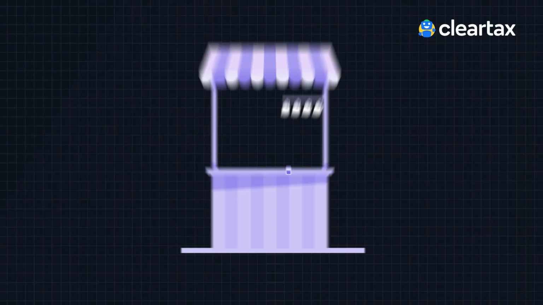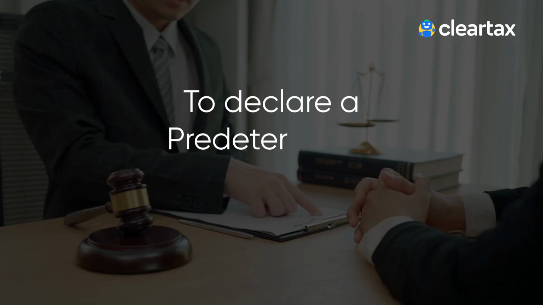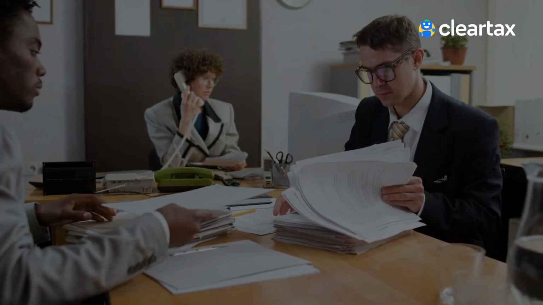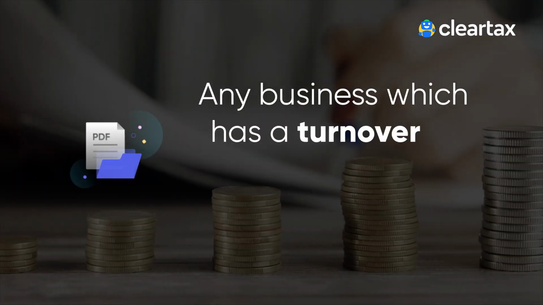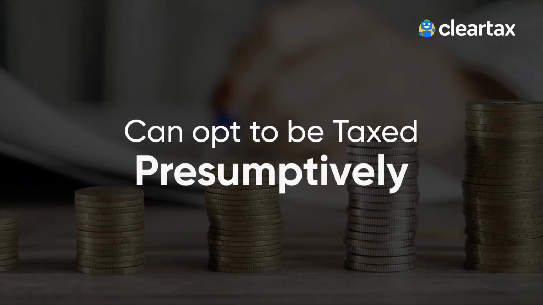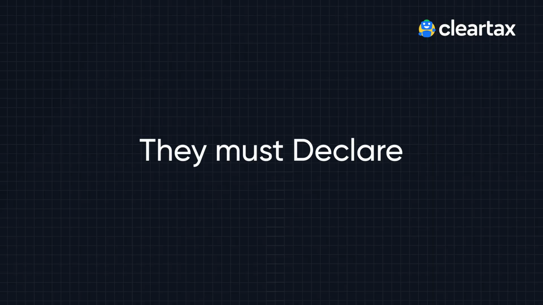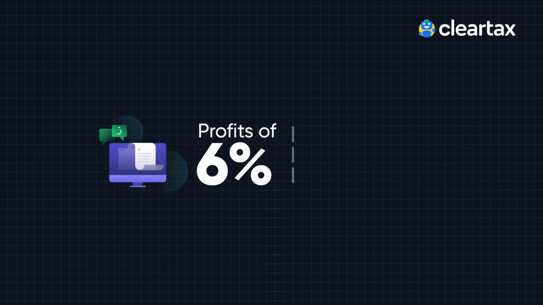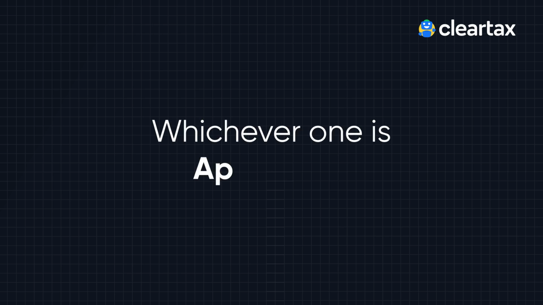Presumptive taxation is a scheme that allows small business owners and professionals to declare a predetermined percentage of their turnover or revenue as profits. This means you don't have to maintain a detailed record of every expense. Any business which has a turnover of less than 3 crore can opt to be taxed presumptively. They must declare profits of 8% for non-digital transactions or 6% for digital transactions, whichever one is applicable.